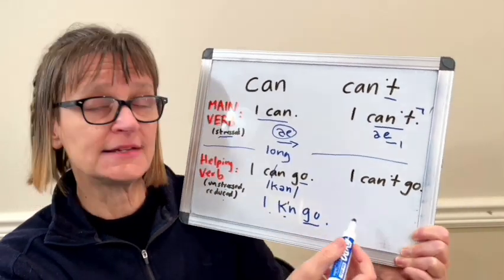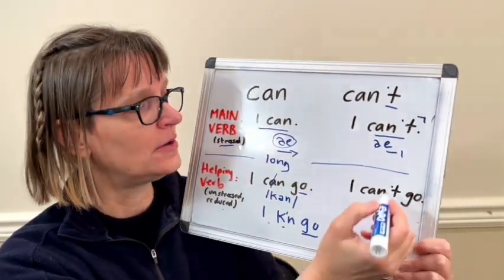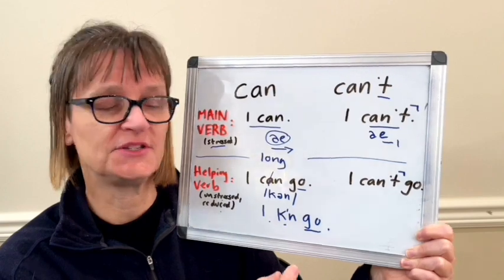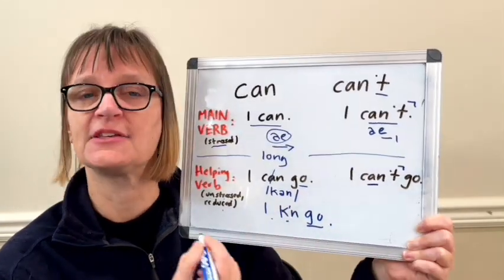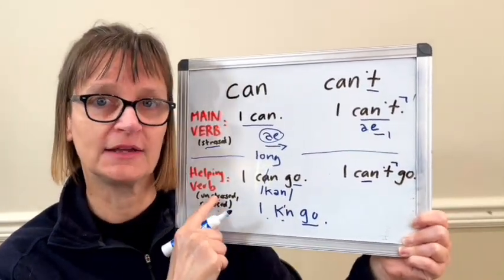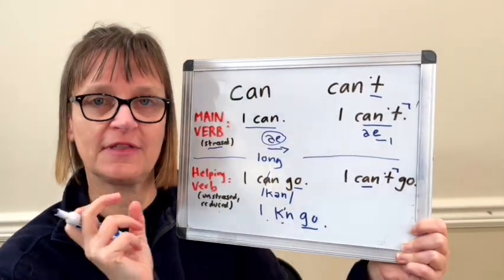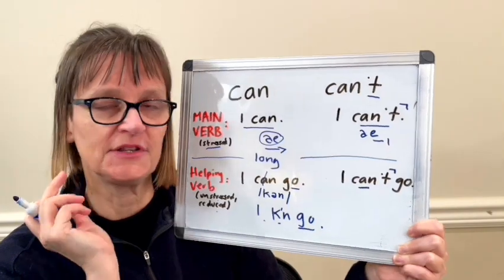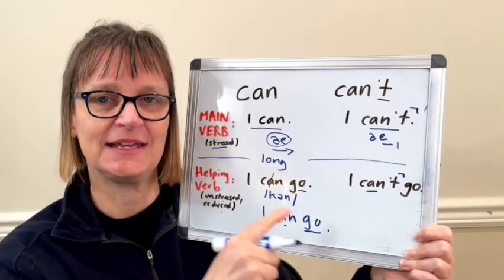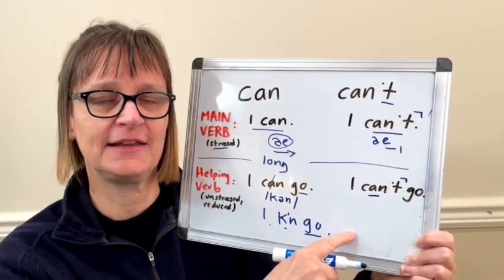When can't is the helping verb, I can't go, I still am going to have that unreleased T, but in this case, I won't reduce the vowel. So I can go, but I can't go. You'll still hear that full vowel sound. Now, if you're listening and you're not used to listening to that stop T, it might sound to you like I'm saying can here. I can't go.